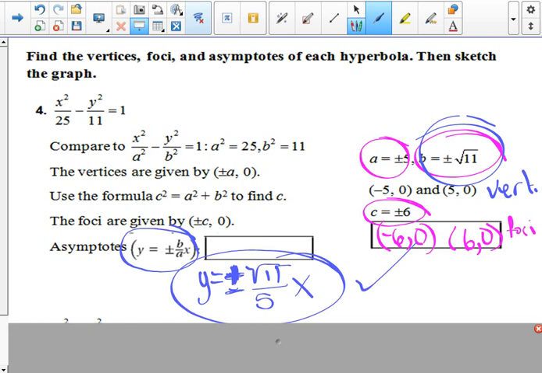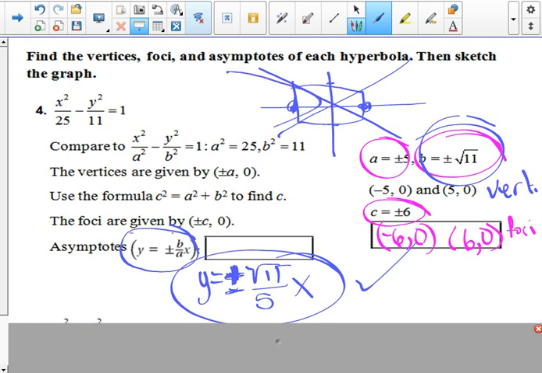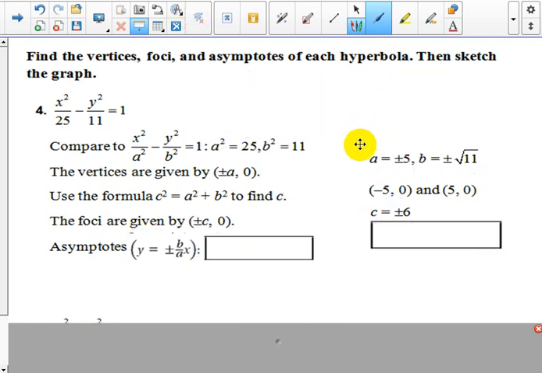And remember, if you have your A and your B, on your major axis is your A, plot those, and then plot your B's. Draw your box, draw your lines through them. Those become your asymptotes, and of course they're your vertices, and depending on if it's horizontal or vertical, then draw your graphs in, and that's how you graph them.